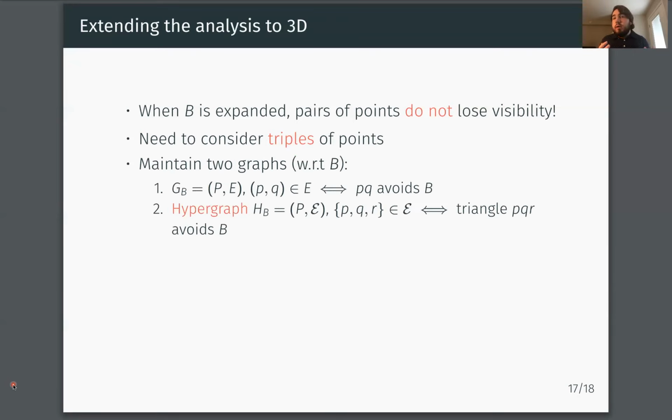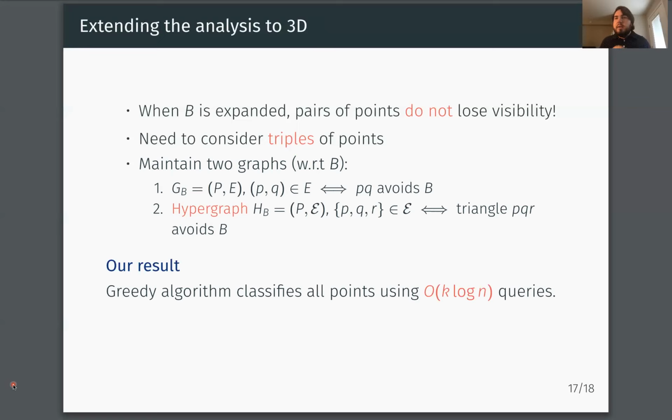Then we maintain 2 graphs in the analysis. The first graph contains the set of points, and 2 points are connected by an edge if their segment avoids the inner approximation B. Then we also have a hypergraph, where again the vertices correspond to points, and 3 points form a hyperedge if the triangle PQR avoids B. Similarly, you can go through the analysis again, and the greedy algorithm in 3D turns out to also use k log n queries, where k is the number of points in convex position.